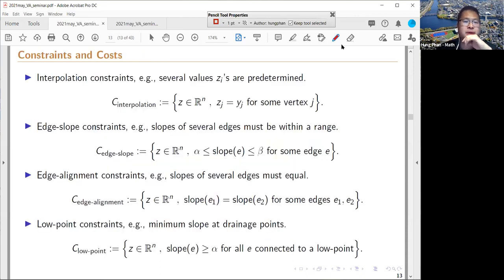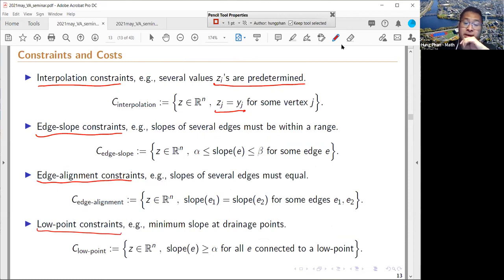There are many different constraints I can list here. The interpolation constraint means that some values are predetermined; you cannot change them, they have to be fixed. Then there are the slope constraint on the edges, the alignment constraint on the edges, and the low point constraint, where you want to put a drain on the map. That should be the lowest point, and every point around it has to flow, that is, has to be higher than this low point.